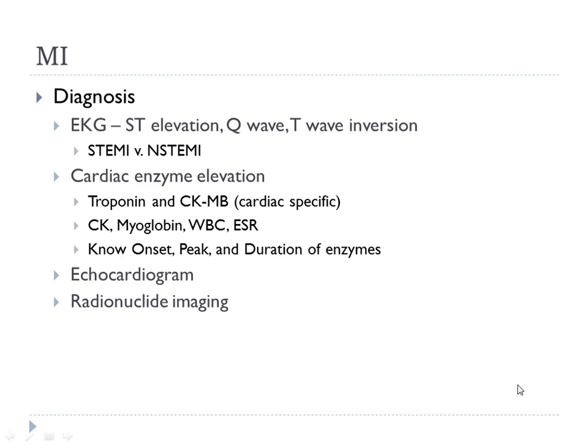This statement here says, know the onset, peak, and duration of the enzymes, and that means troponin and CK-MB. So what that means is when they can be detected initially is the onset. The peak is when they will be measured at their highest, and the duration is how long do they stick around. So you need to learn six times here, right? Because you've got CK-MB and troponin, and you've got three different things to remember. The most important one to remember, if you can only have time to remember one, is the onset.